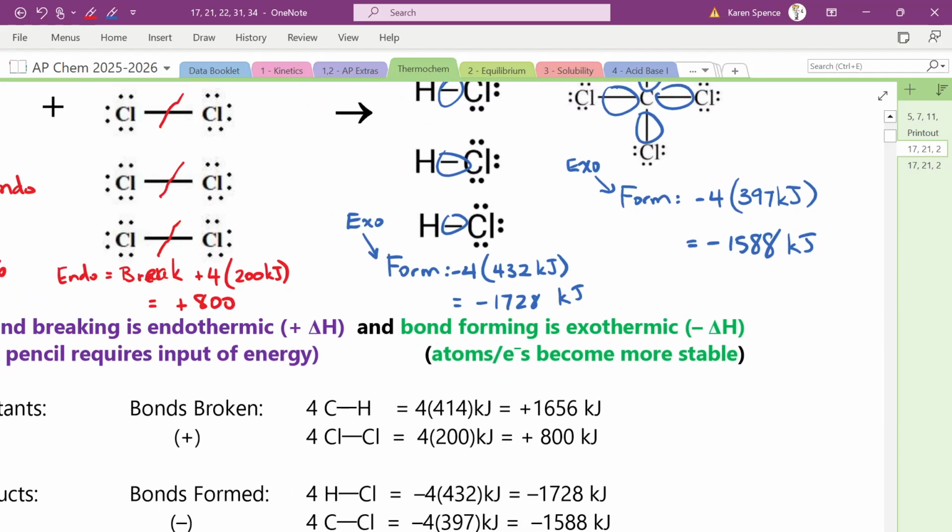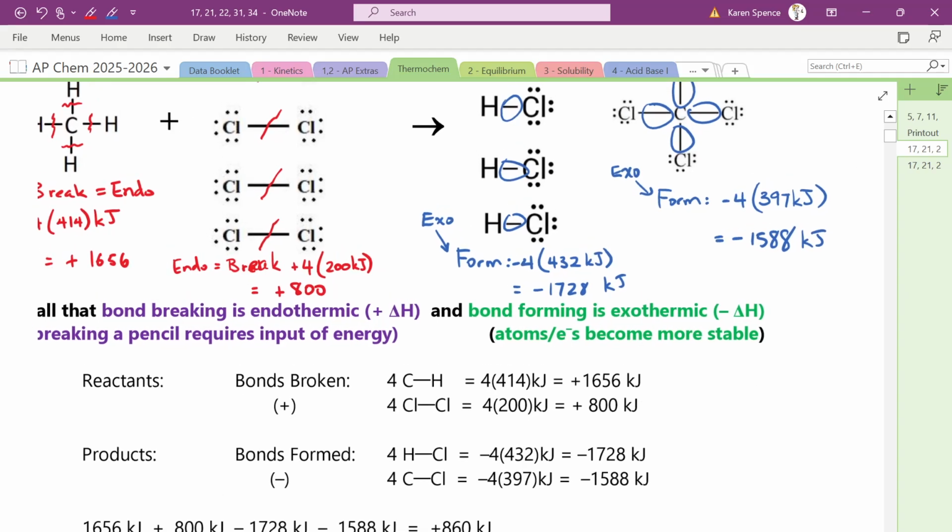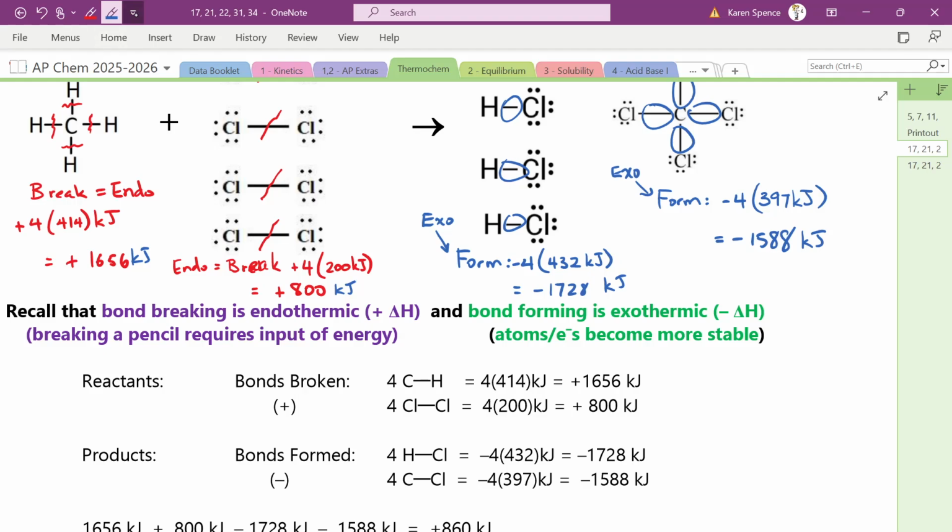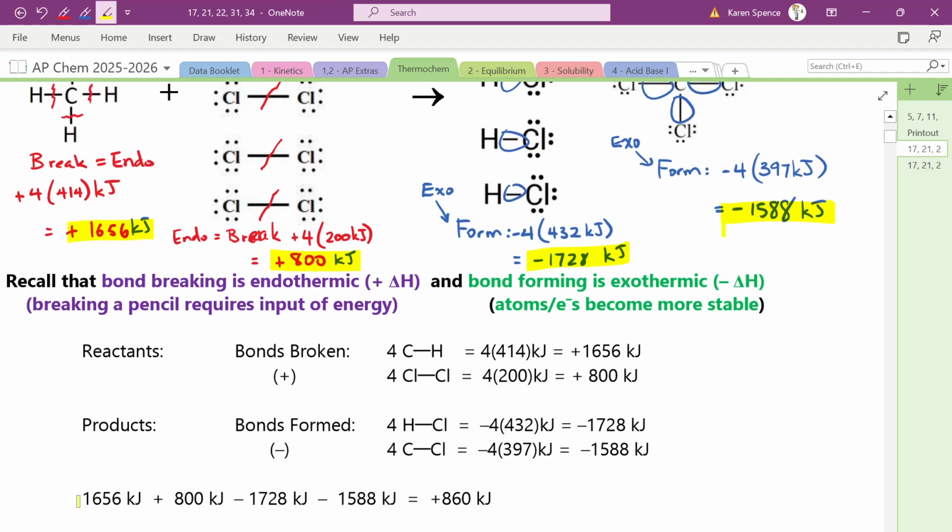So then we take all of these, kilojoules, kilojoules, kilojoules. In order for this reaction to happen, we had to put in these guys here, those positive amounts, and we got out these guys here, those negative amounts. And so what we're going to do is add them all up. You notice we have our 2 positives here, and we have our 2 negatives here. And if you add those all up, you get negative 860.